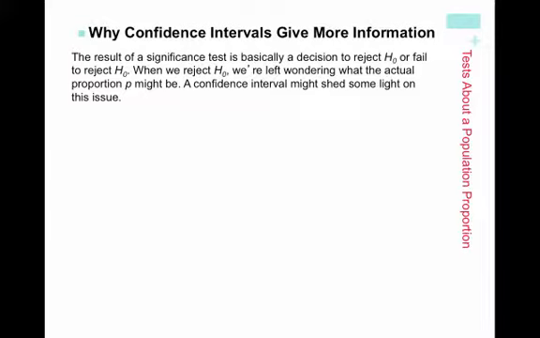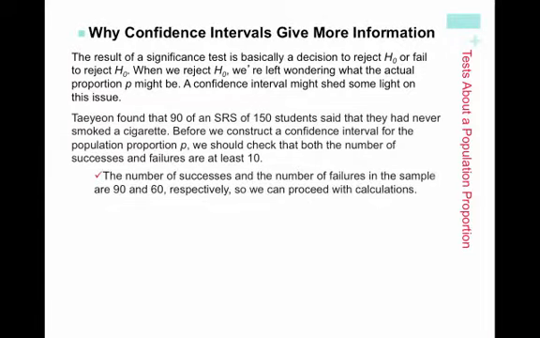Now let's turn our attention to confidence intervals again. The result of a significance test, we either reject the null hypothesis or fail to reject the null hypothesis. And when we reject the null hypothesis, we're kind of curious what the actual proportion is. We know it's greater than that or less than that or not equal to that, but what is it? We can answer that question by creating a confidence interval for the problem.